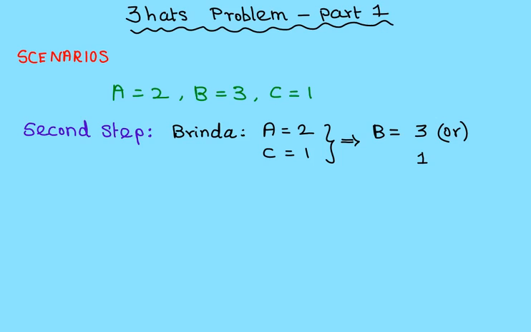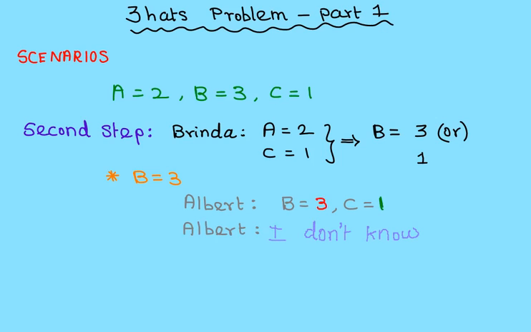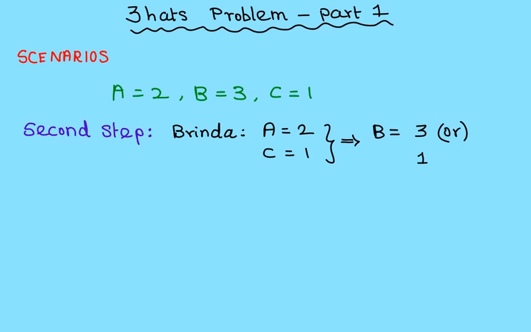She considers the case, what if her number is 3? Then Albert would have seen b equal to 3 and c equal to 1. So as the numbers were different, Albert would have said, I don't know. Now she considers the second case. What if her number is 1?